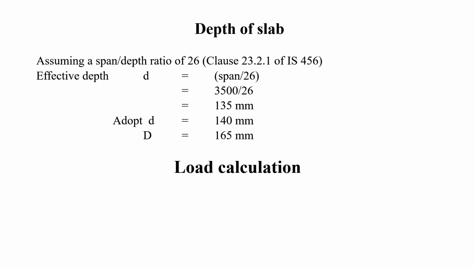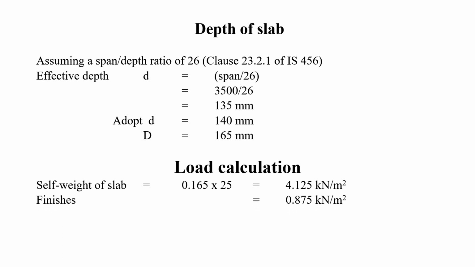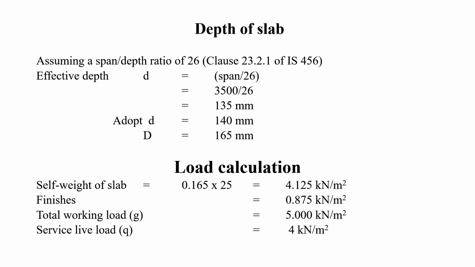The next step is load calculation. First one is the self weight of the slab, that is L into B into D into density of concrete, where L is equal to 1 meter, B is equal to 1 meter, and capital D is equal to 0.165, into 25, that is 4.125 kN per meter square. And the floor finish value is assumed as 0.875 kN per meter square, and the total working load G is equal to 4.125 plus 0.875, that is 5 kN per meter square. And then multiplying with 1.5, we will get the design load, that is the bending moment calculation.